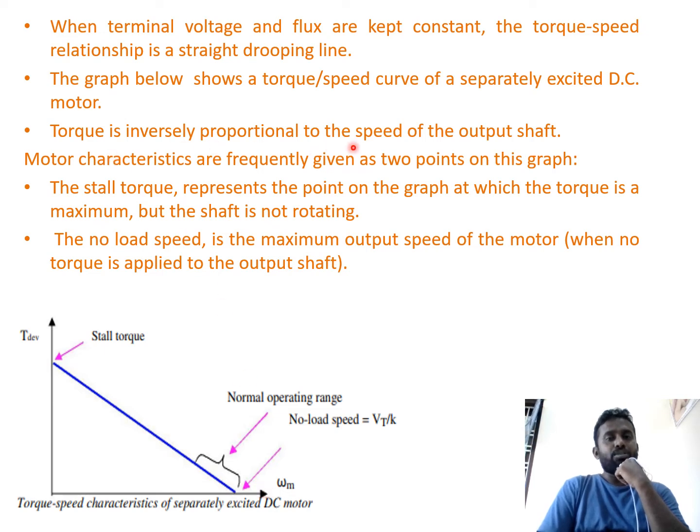Torque is inversely proportional to the speed of the output shaft. Motor characteristics are frequently given as 2 points on this graph, which is a drooping straight line. The stall torque represents the point on the graph at which torque is maximum but the shaft is not rotating. This is called stall torque, where the torque is maximum but speed is zero. The other point is called no load speed or normal operating range. The no load speed is the maximum output speed of the motor, wherein you have maximum speed when no torque is applied to the output shaft.